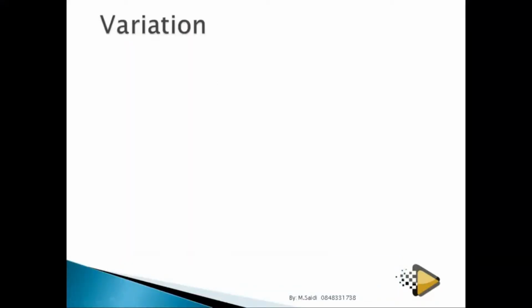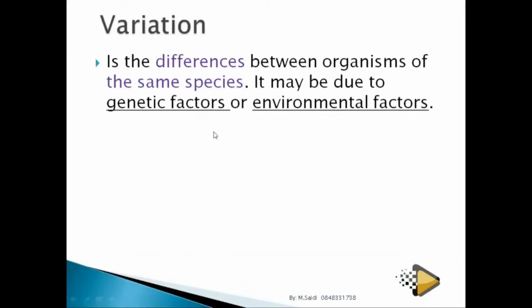Okay, let's look at variation. Differences among organisms of the same species, we call variation. So when we talk about variation, we are talking about this organism. What are some of the causes of variation? These causes could be genetic, or it could be environmental.